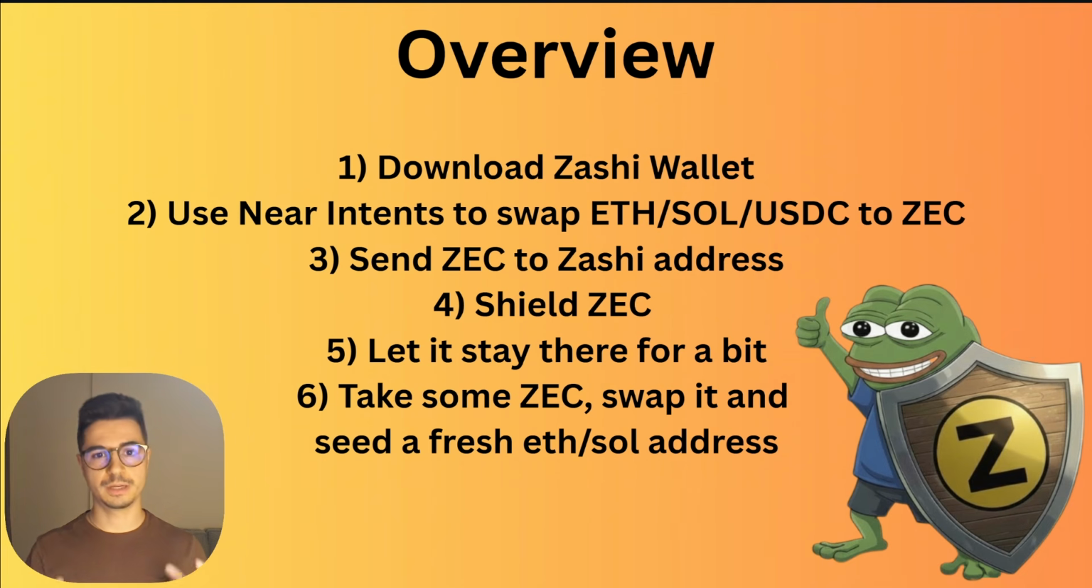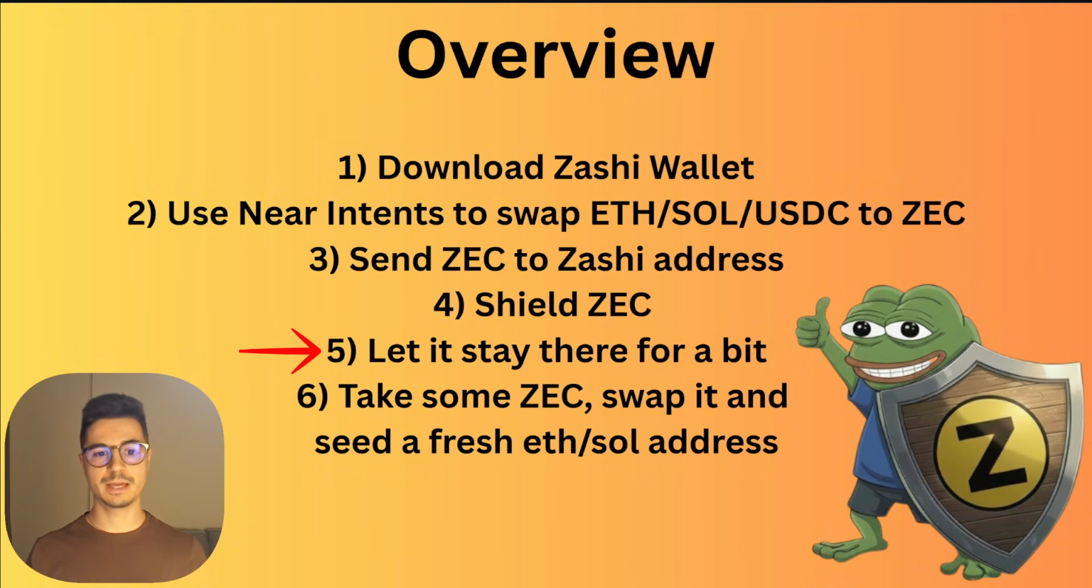So first off, a brief overview of what we're gonna do in today's tutorial. First, we're gonna download the Zashi wallet on our phone, which now brings privacy tech to millions of people around the world. Second, we are gonna interact with near-intents and swap ETH, SOL, USDC, or whatever other crypto asset into ZEC, Zcash. Third, we will send ZEC to our newly generated Zashi address on our phone, where we can then put our ZEC into the shielded pool and make it private.